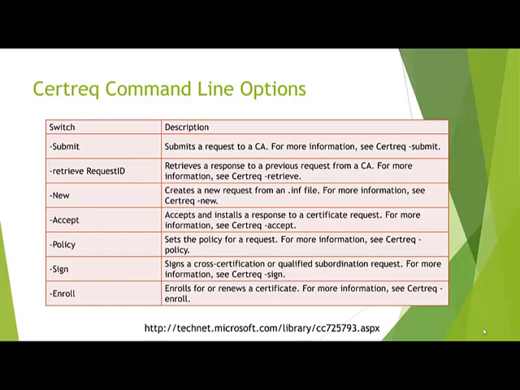-policy, I'm not too familiar with this one. I've never really used it. It might have something to do with setting name constraints or something in certificates, but I'm not 100% sure of that one. -sign, again, I've never used this. Apparently it's for signing a cross-certification or qualified subordination request. Those terms just mean it's a way of creating a trust between two PKIs using cross-certification. It's really not something we're going to get into in this video, but it may be good to be aware of in case you ever run into that scenario, which you probably never will.